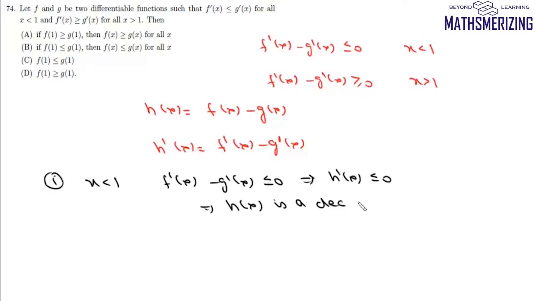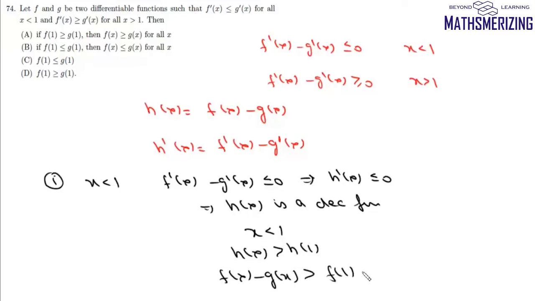implying that h(x) is a decreasing function. Now if h(x) is decreasing and if x is less than 1, then h(x) is greater than h(1). Now what is h(x)? h(x) is f(x) minus g(x), and it will be greater than f(1) minus g(1).